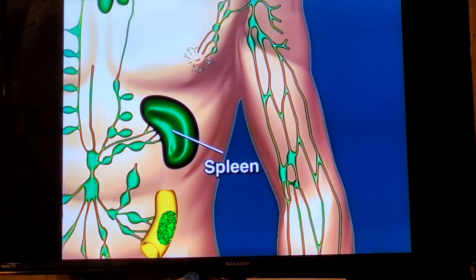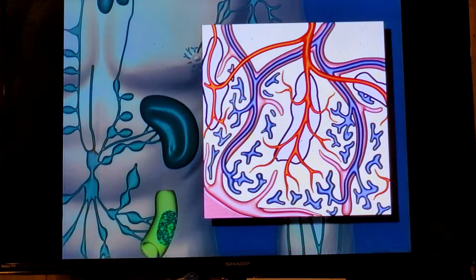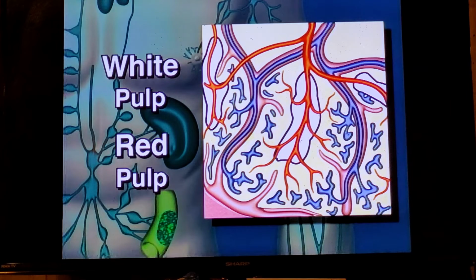The spleen, which is found in the left hypochondriac region between the stomach and diaphragm, is the largest single mass of lymphatic tissue in the entire body. It is 12 centimeters or 5 inches in length. The spleen's surface is smooth and conforms to the diaphragm's concave surface.